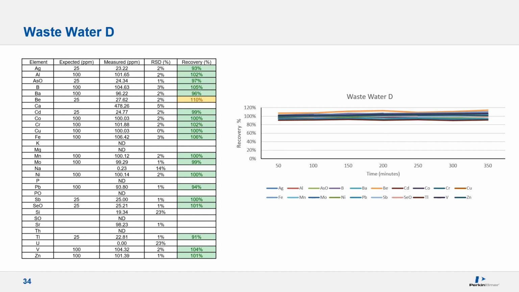The second wastewater certified reference material also shows a good correlation between the expected value and the average measured value and recovery, also showing low RSDs, and the stability of the system can be seen on the graphic on the right-hand side.